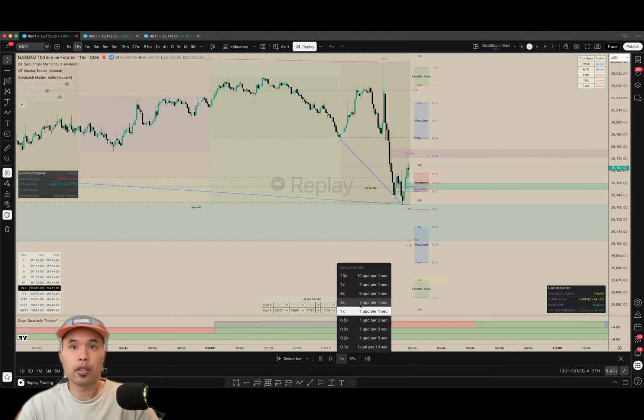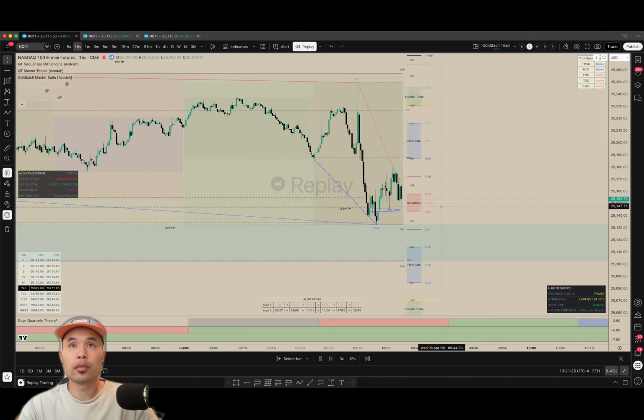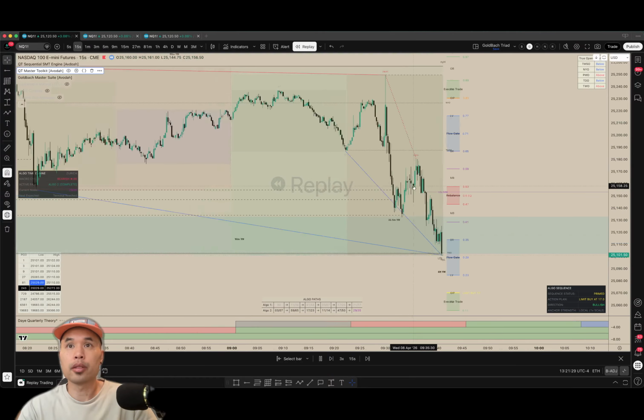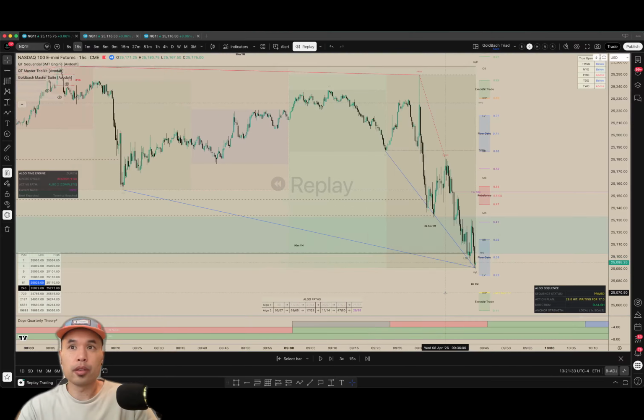Let's get a little bit faster. So another nano SMT right there. The dotted line for me is the nano SMT, so that's indicating just bearish prices. And these are fake SMTs. The bullish SMTs are fake. They're going to get faded.